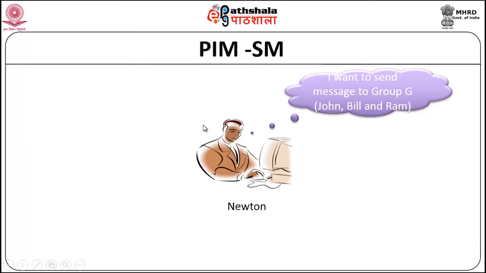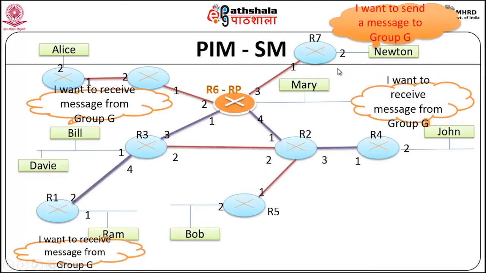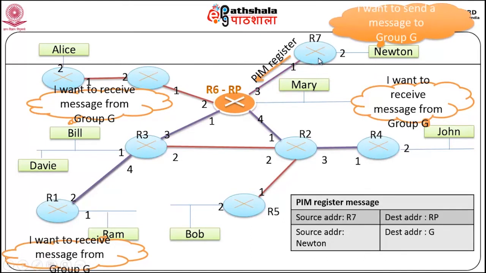Now let us say somebody wants to send messages to this group. For instance, Newton wants to send messages to this group G, which consists of John, Bill and Ram. Newton is connected to R7, let us say. What is it that he will do? Newton will send a multicast message to R7, which is its designated router, and R7 will send a PIM register message. This PIM register message will have the source address as R7, and the destination address as the RP. This will be a unicast packet, which will consist of this multicast packet with the source address as Newton and the destination address as G. So this PIM register message will be sent from R7 to the RP.